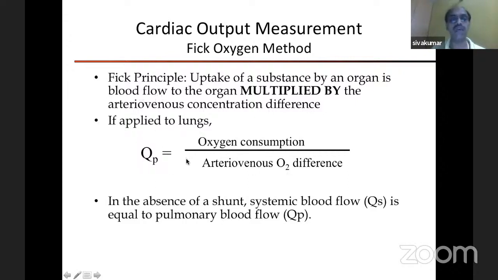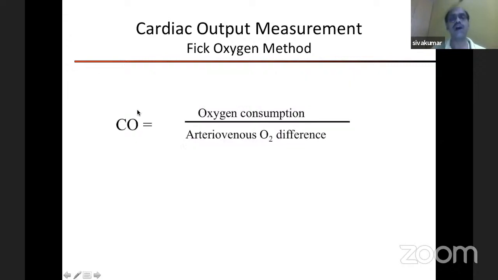So the arteriovenous oxygen difference goes to the denominator if you want to find out the blood flow to the organ. In the absence of a left to right shunt or a right to left shunt, the systemic blood flow is equal to pulmonary blood flow. This is the basis of the Fick principle. Cardiac output is equal to oxygen consumption divided by arteriovenous oxygen difference.